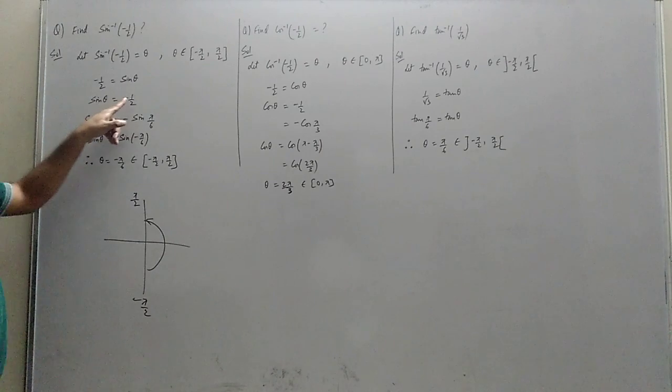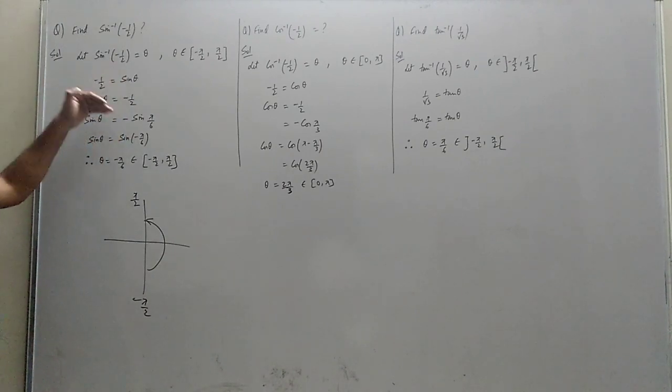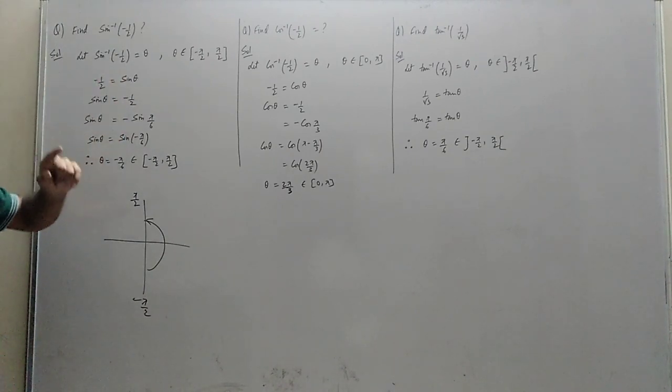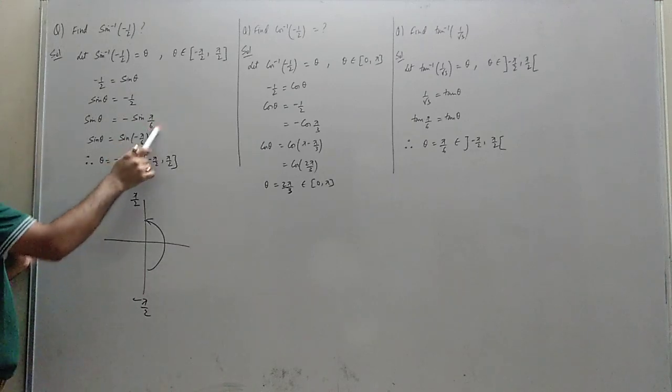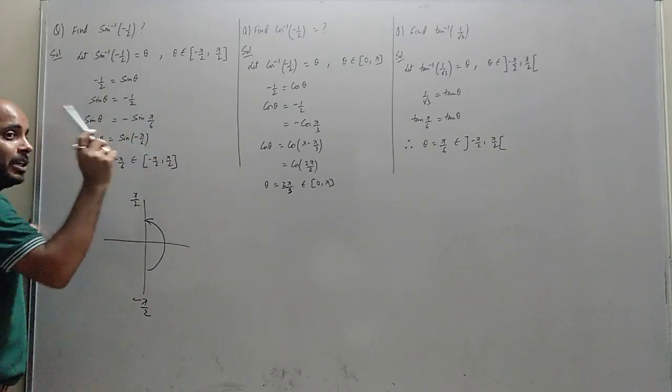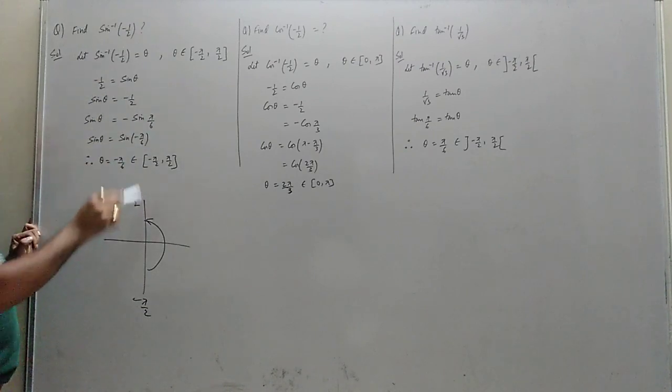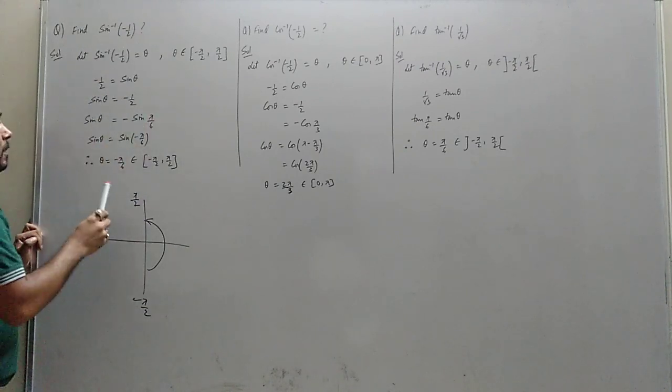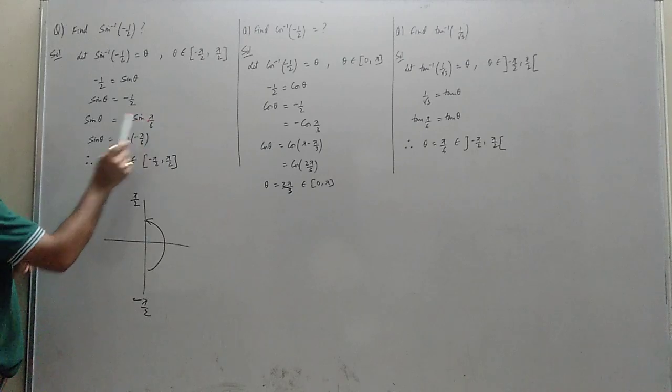यहाँ पे क्या है साइन? तो माइनस को छोड़ दो, कुछ मत सोचो, माइनस को माइनस लिख दो. Half goes to sin 30. So I've written sin 30, pi by 6. You cannot write 30 degree, okay? You have to write in radians. Sin pi by 6. Now see, sin theta equals minus sin pi by 6.